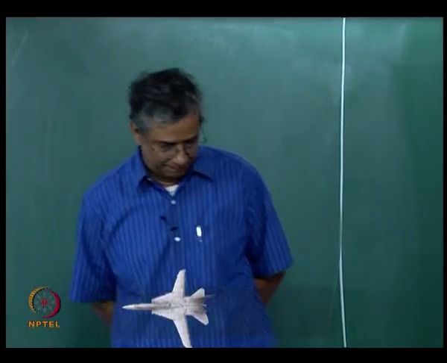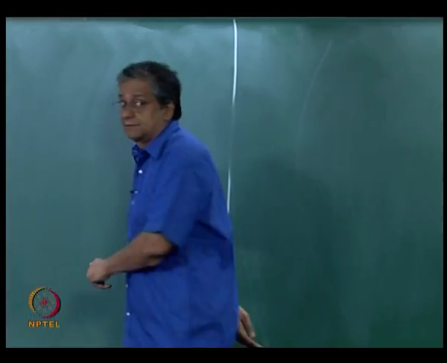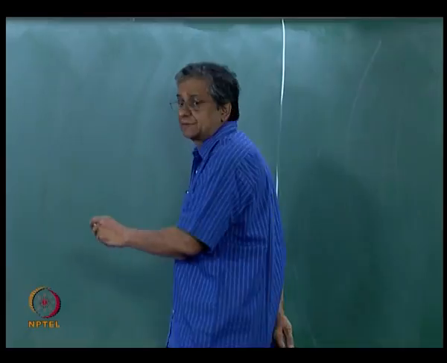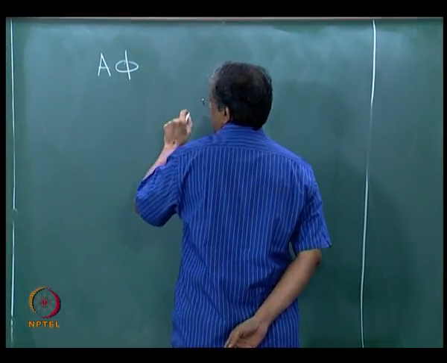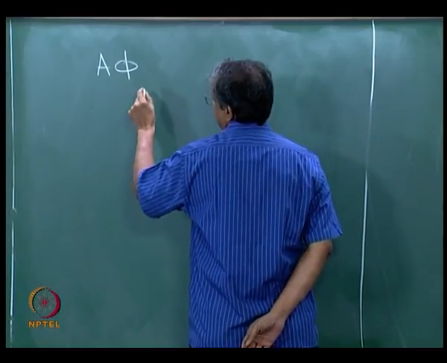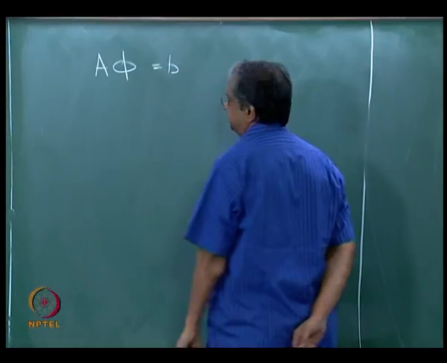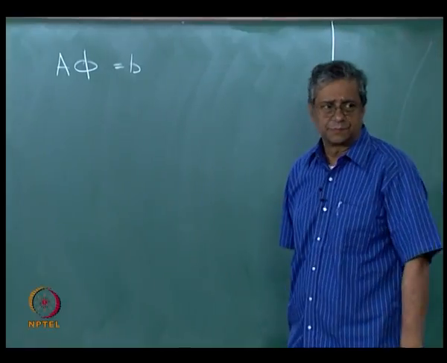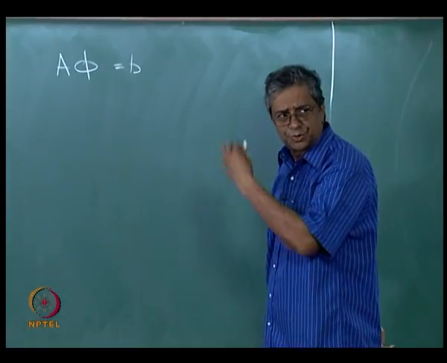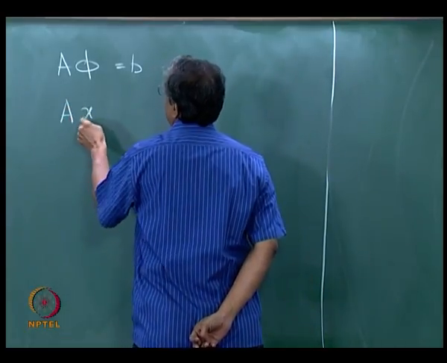So, in the last class we saw that Laplace's equation discretized could be written as a system of equations. In fact, I just wrote that as A phi equals some B to keep the conversation general, right. I will switch to the standard notation that you are used to, which is Ax equals B.